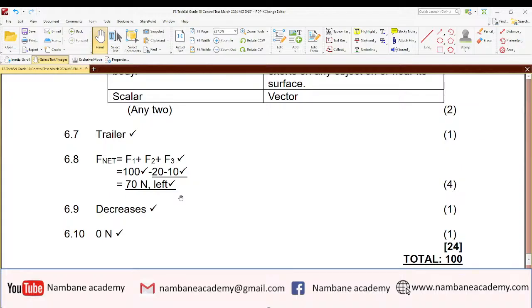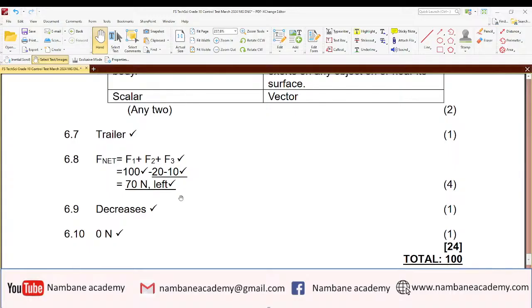At 6.9, what is the effect of an increase in the magnitude of friction on the net force? Write only increase, decrease, or remain the same. So obviously, ladies and gentlemen, if we increase the frictional force, it means our net force will decrease. 1 mark.